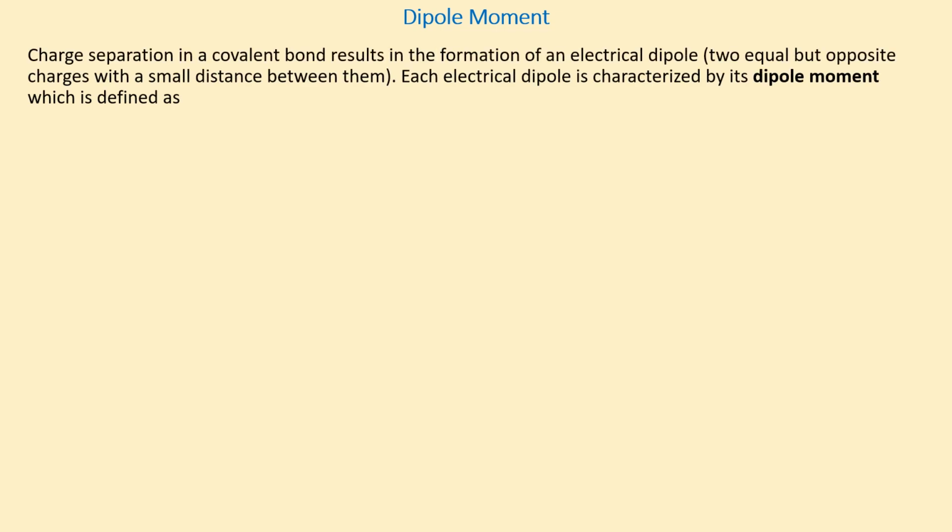Dipole moment. Charge separation in a covalent bond results in the formation of an electrical dipole: two equal but opposite charges with a small distance between them. Each electric dipole is characterized by its dipole moment. Dipole moment is represented by the symbol mu. Dipole moment is equal to the magnitude of the charge q times the distance of separation r.